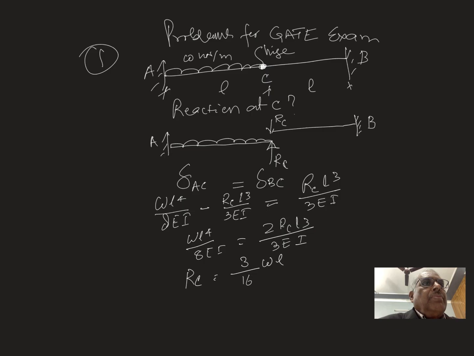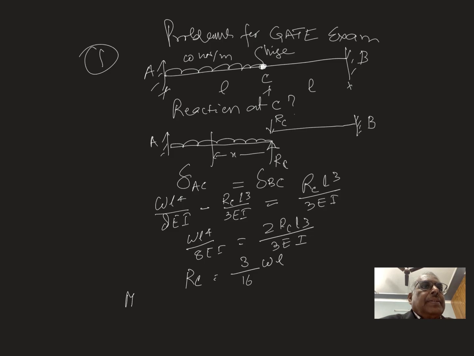If they ask you to draw the bending moment diagram, then you can draw the bending moment diagram for this individually and for this, and then you combine these two. In this way you can draw the bending moment diagram and shear force diagram. Suppose for the bending moment diagram, here you can draw it, RC into L, and WL by 2 moment.